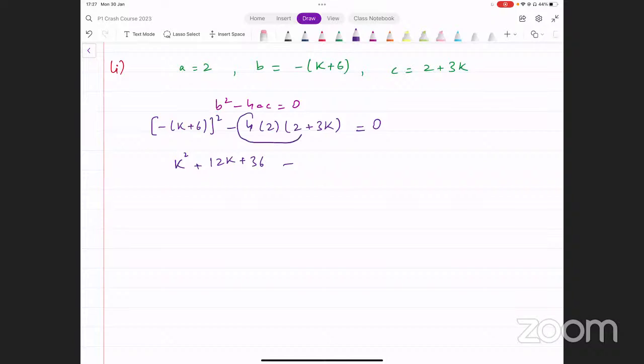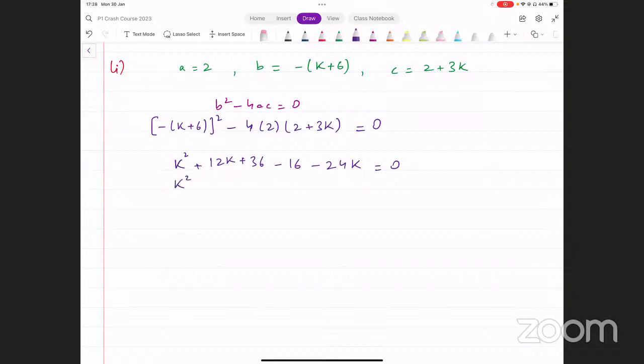Minus 4 into 2 into 2, that is going to give me minus 8. No, sorry, this is 4 into 2 into 2, that should be 16, not 8. Sorry about that. This is minus 16. And then 4 times 2, 8. 8 into 3, that should be 24. So we have minus 24k, and that is equal to 0. Now we just solve this equation and find the values of k that we get from this.